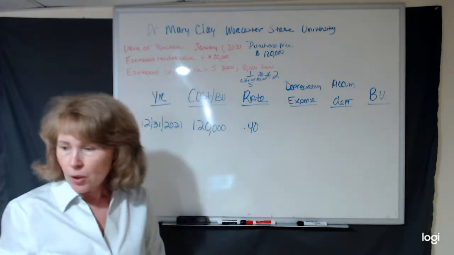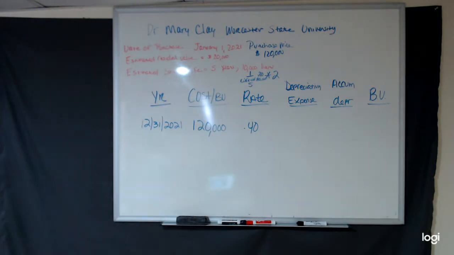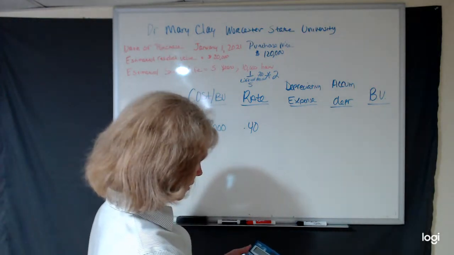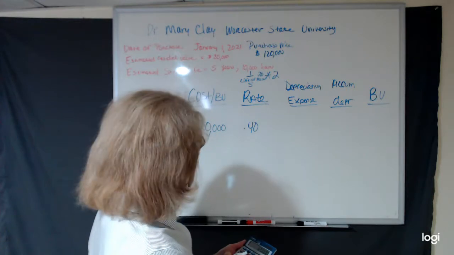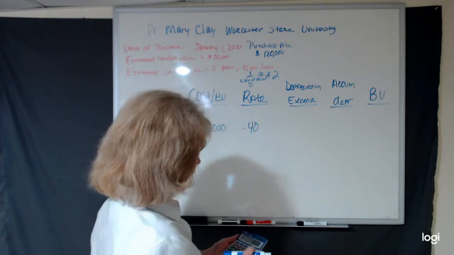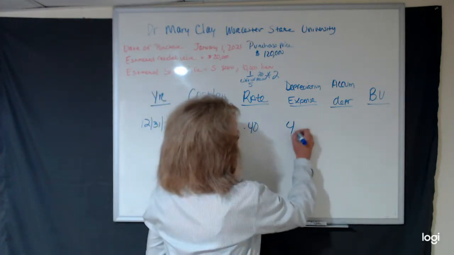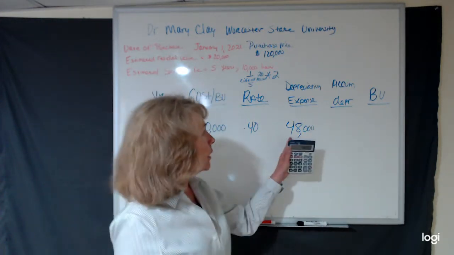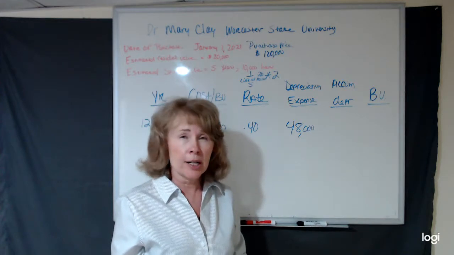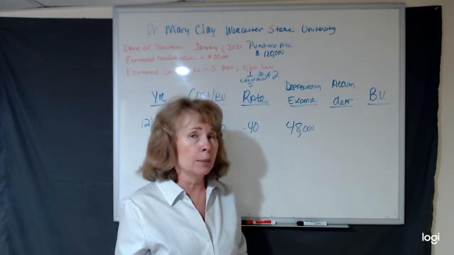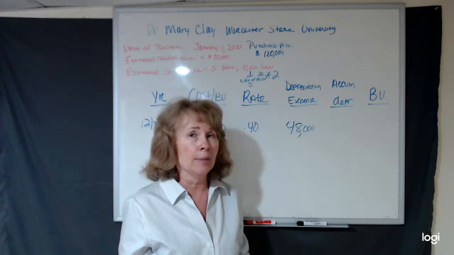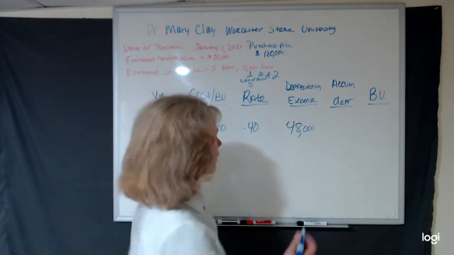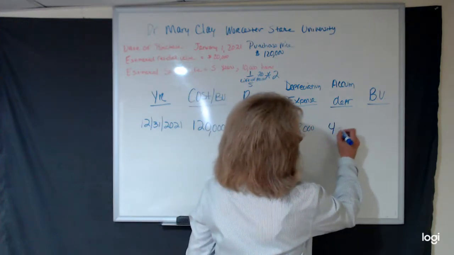Okay, so now I'm going to grab my calculator. We're going to just multiply this out. 120,000 times 0.40 gives you 48,000. Now this is the first year. This is the only time depreciation expense and accumulated depreciation will be exactly the same. Why? Because it's the first year. You haven't started adding to that yet. So I bring that over, 48,000.